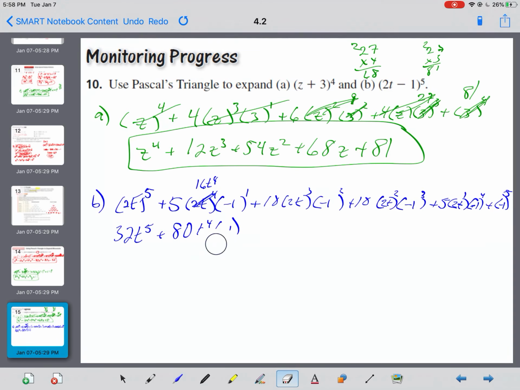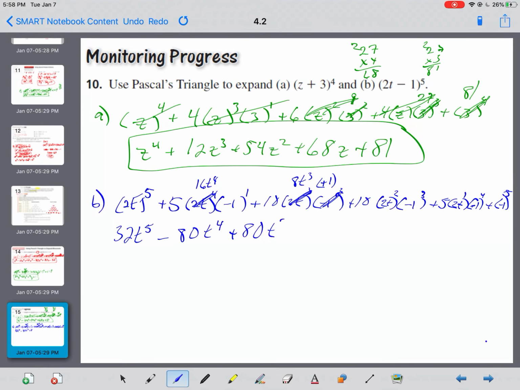I should have done that better. Let's do that again. Don't forget them all, right? So it's going to be times the -1 makes it minus 80t to the fourth, okay? 2 cubed is 8t cubed, and -1 squared is a +1, so we don't have to worry about that.